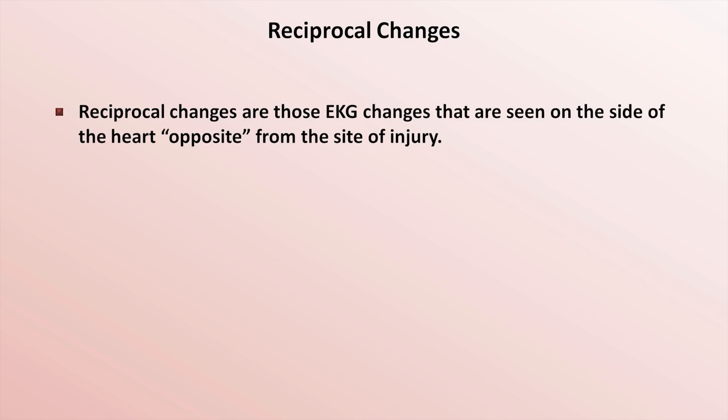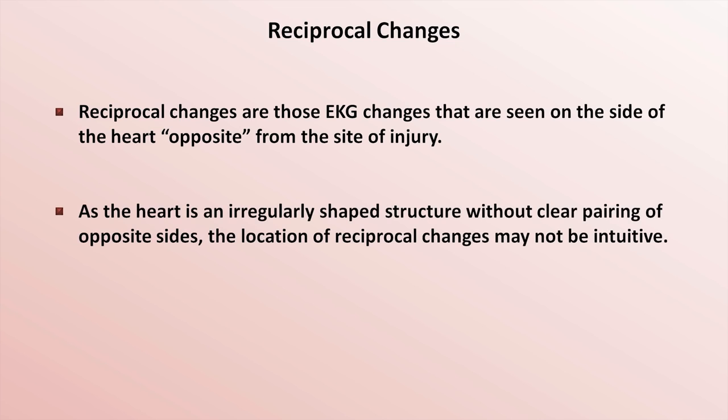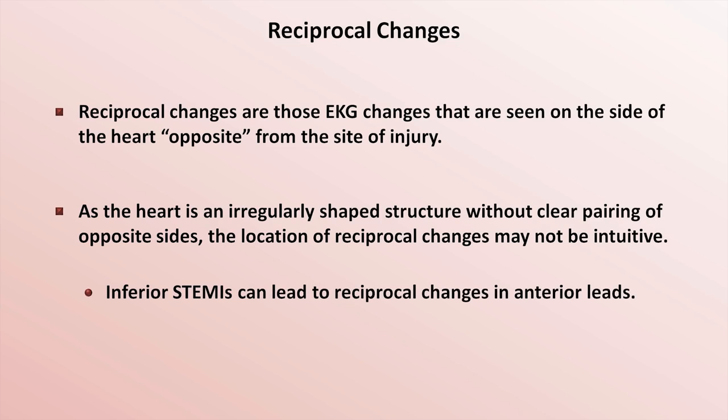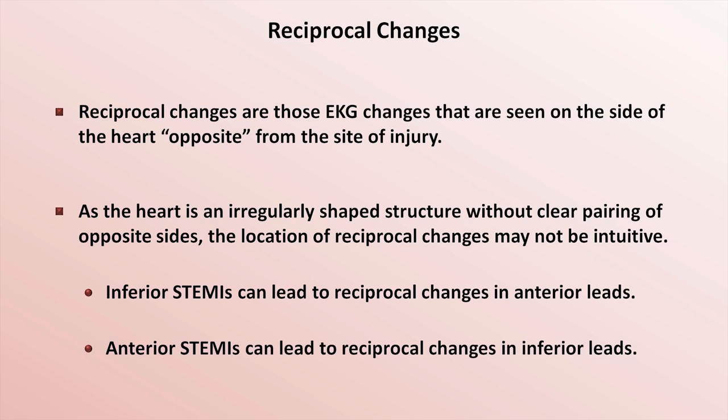An important EKG characteristic of acute MIs that I have not yet discussed are something called reciprocal changes. These are those EKG changes that are seen on the side of the heart opposite from the site of injury. These are typically in the form of ST depressions. As the heart is an irregularly shaped structure without clear pairing of opposite sides, the location of reciprocal changes may not be intuitive. For example, inferior STEMIs can lead to reciprocal changes in the anterior leads, and anterior STEMIs can lead to reciprocal changes in the inferior leads. The anterior and inferior walls certainly don't seem like they should be on opposite sides of the heart, but on the EKG they can act as if they are.